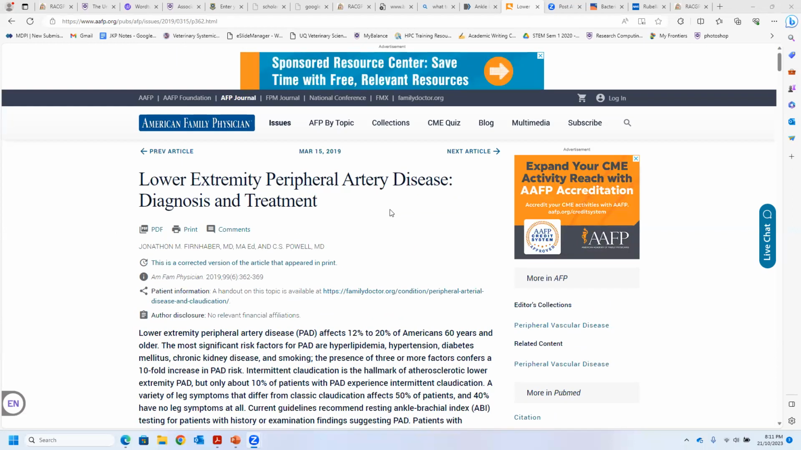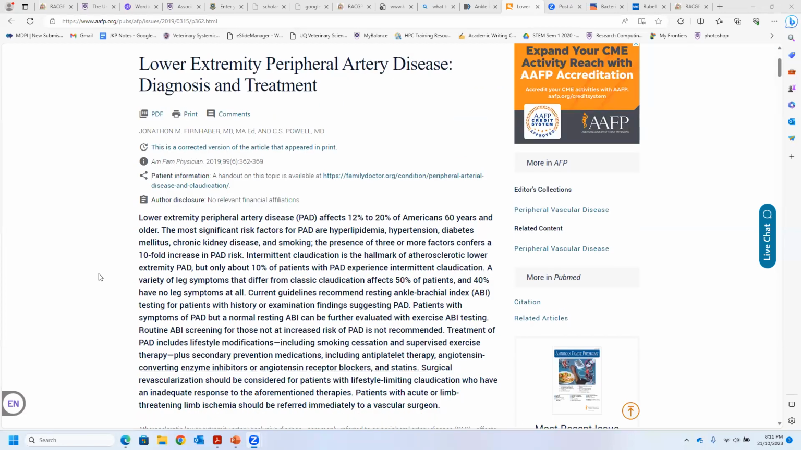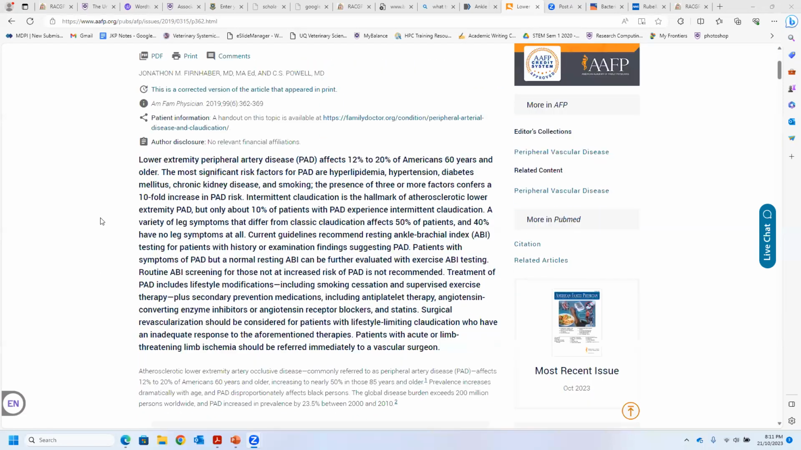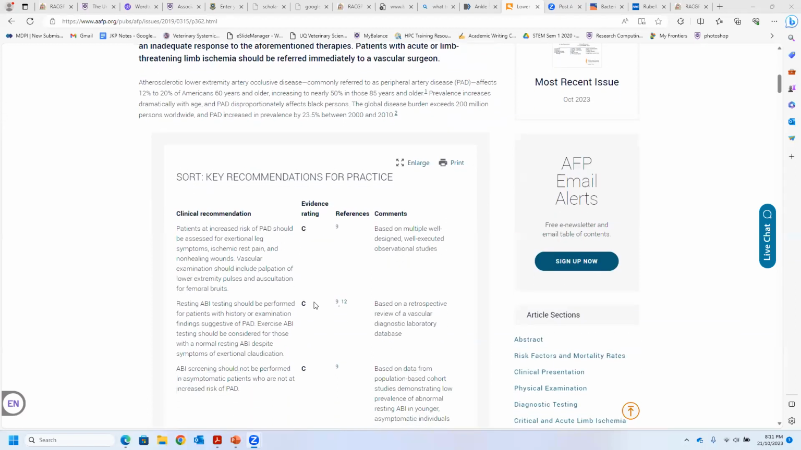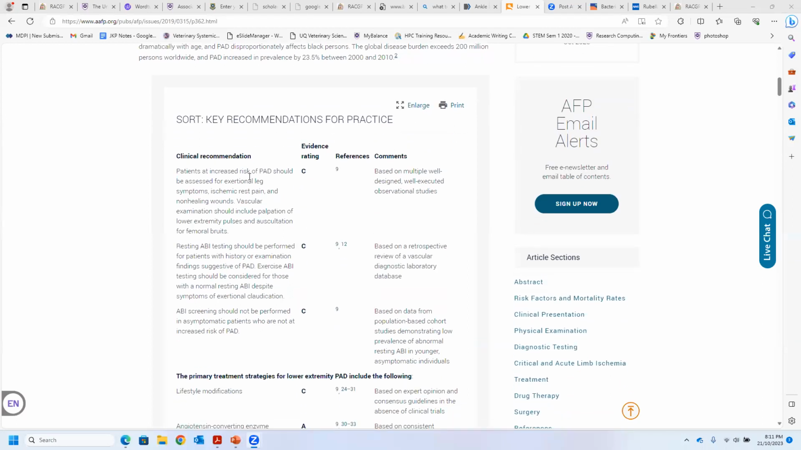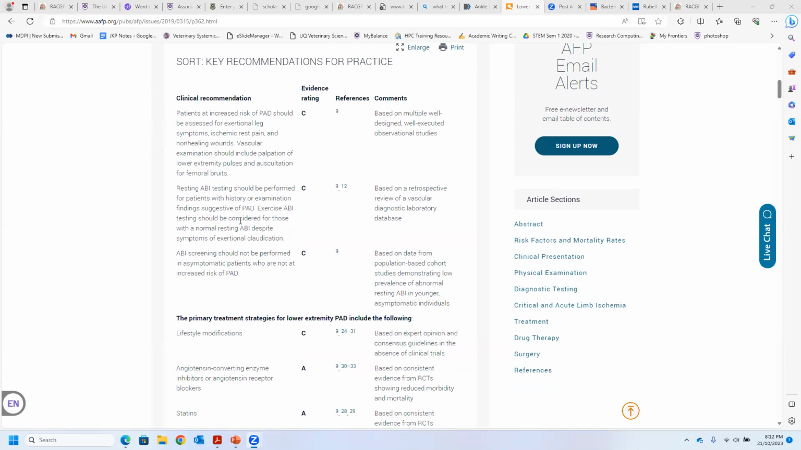Lower extremity peripheral artery disease diagnosis and treatment. So what do you need to do? Patients at increased risk of peripheral artery disease should be assessed for exertional leg symptoms, ischemic rest pain, and non-healing wounds. Vascular examination and auscultation should be done, resting ABI and exercise ABI should be performed, and a range should be made for it.